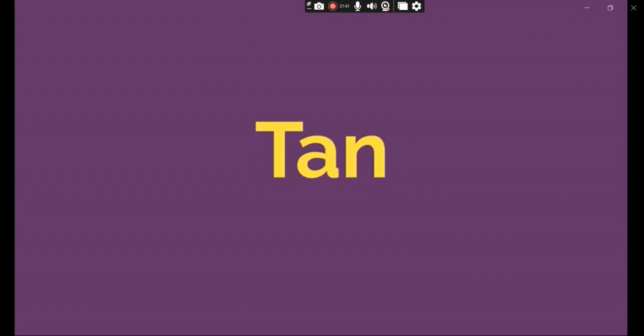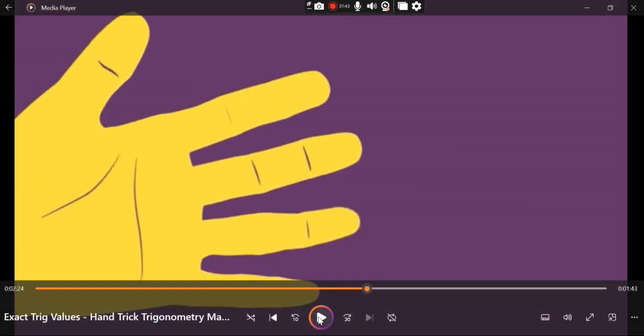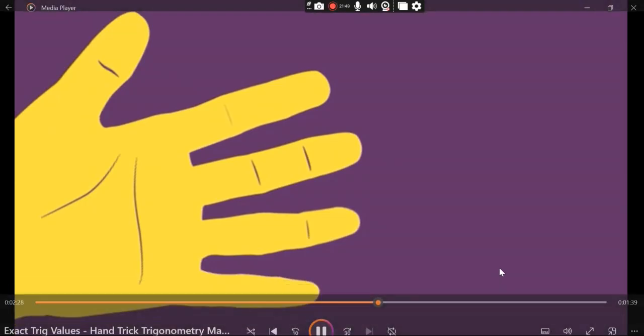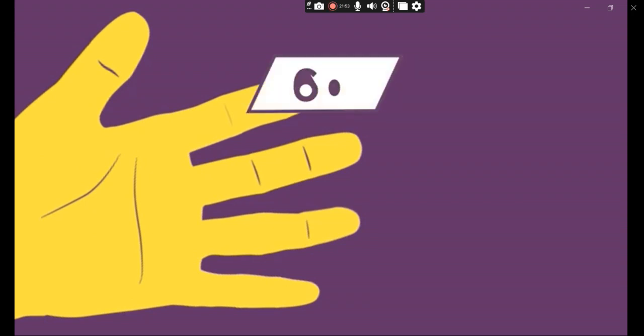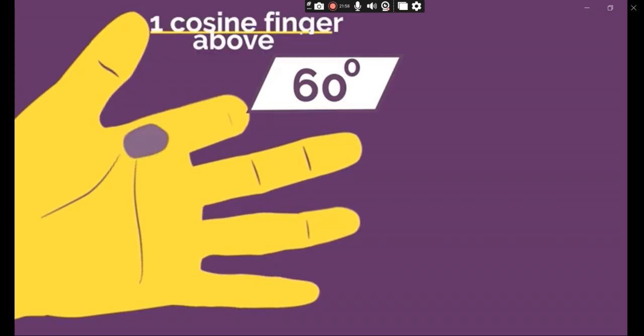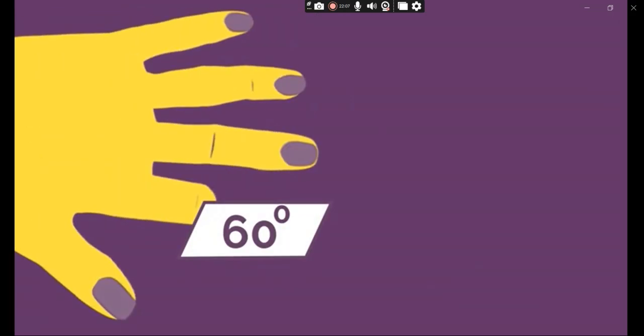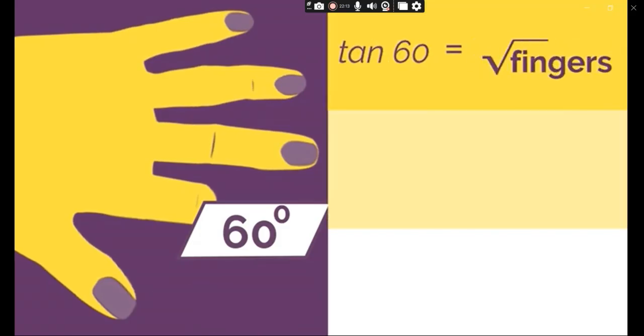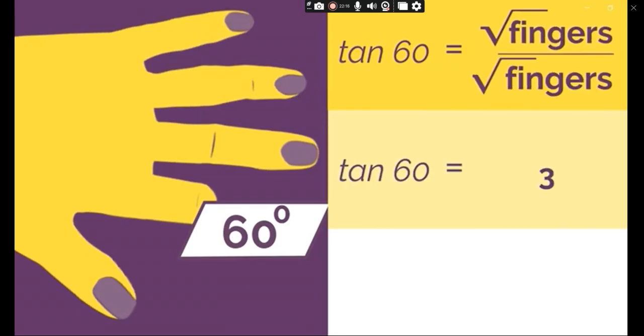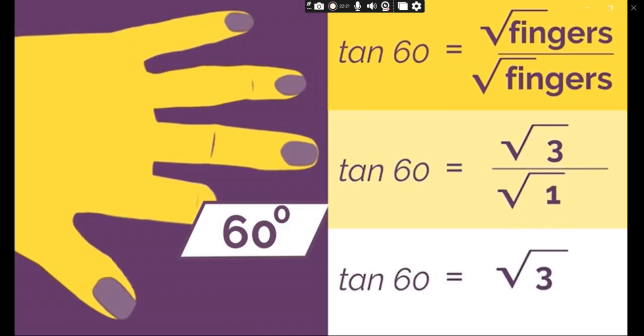And finally, tan. Tangent. Can we do tangent? Absolutely. Tangent is the same, but there is just one extra little twist. The same as for sine and cos, bend down the angle finger. So let's find tan 60. Let's bend down our 60-degree finger. We've got one cosine finger above and 3 sine fingers below. For tan, we flip our hand over and we have 3 sine fingers above and 1 cosine below. So tan is square root fingers over square root fingers. So square root 3 over square root 1, which simplifies to root 3.